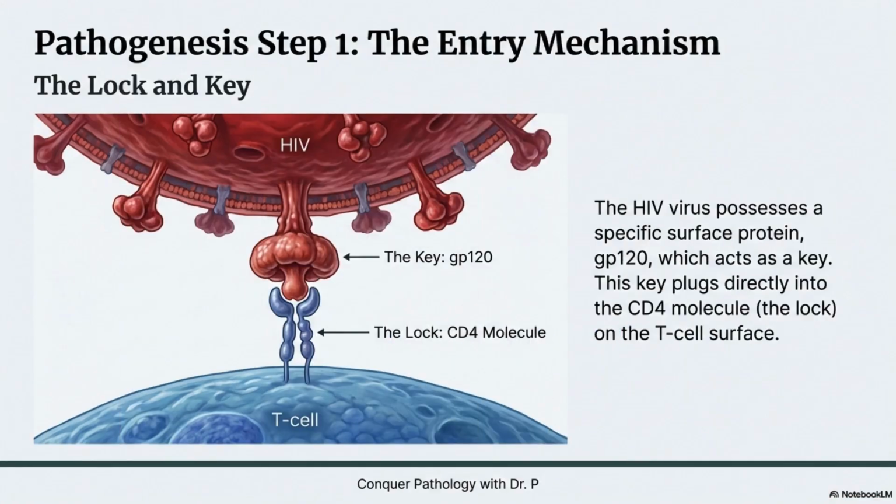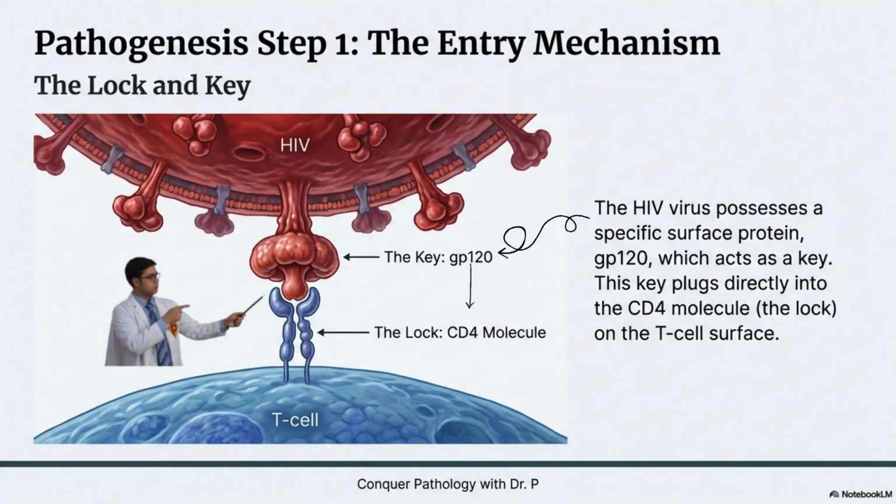Let's trace the invasion. Pathogenesis step 1, the entry mechanism. This is a classic lock and key scenario. The key is GP120. It is a specific surface protein that HIV virus possesses. This key, GP120, plugs directly into the CD4 molecule on the T cell surface. This is the first point of contact. But the key alone isn't enough.